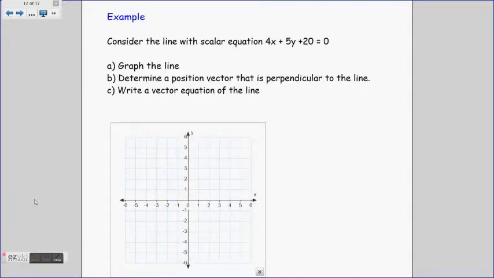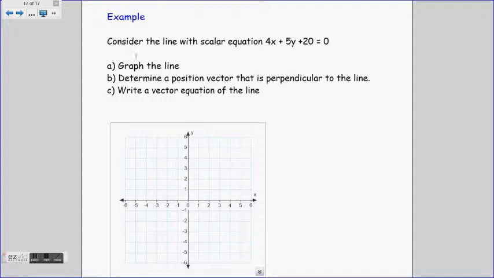Let's consider the next example. Consider the line with the scalar equation 4x plus 5y plus 20 is equal to 0. We want to graph the line, and then we want to determine a position vector that is perpendicular to the line. After that, we want to write a vector equation of the line.